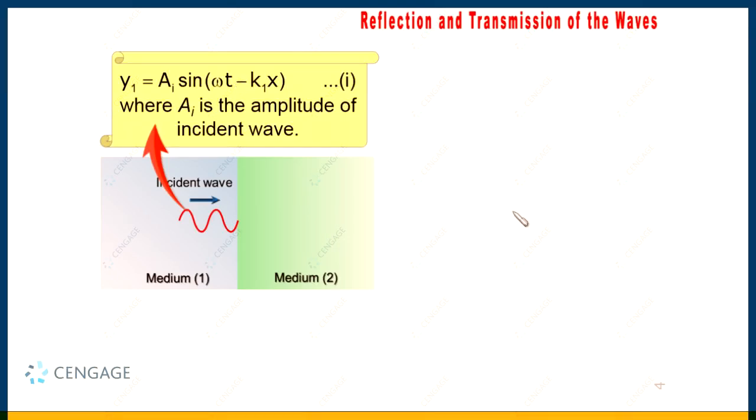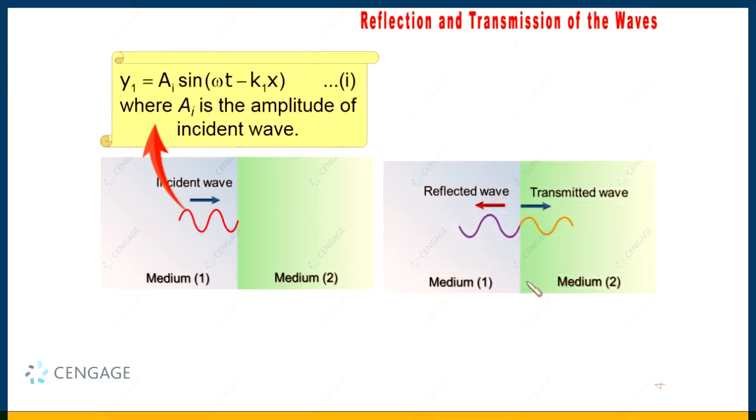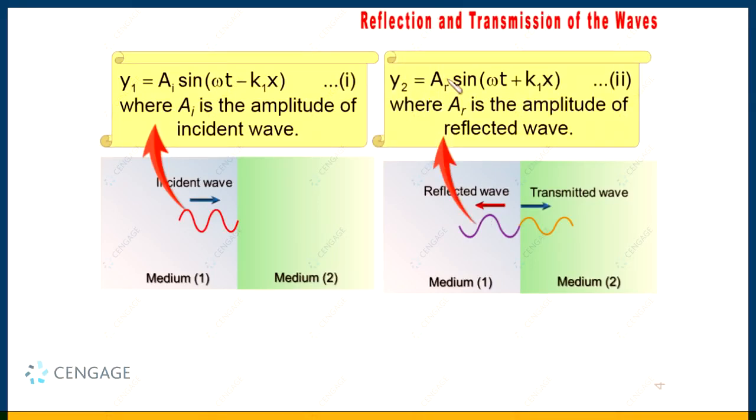Now, let us consider the boundary again. This is the reflected wave. You can observe this reflected wave is moving in the left direction, that is, in the negative x direction, and it is moving in the same medium. That means the value of k will not change, the value of omega will also not change, but there will be one change: in place of the negative sign, we will put the positive sign because the wave is travelling in the negative x direction. And one more thing will change, that is the amplitude. The amplitude of the reflected wave is A_R.